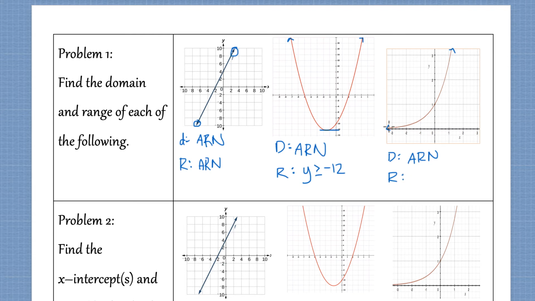And for the range, you might think that since one is pointing down, one is pointing up, this has to be all real numbers too, but it's actually not. This specific type of function is the exponential function that we talked about.